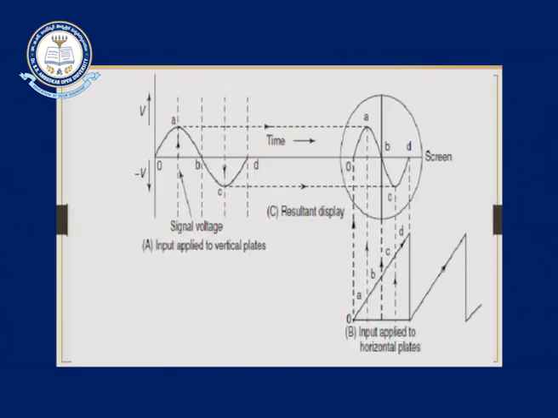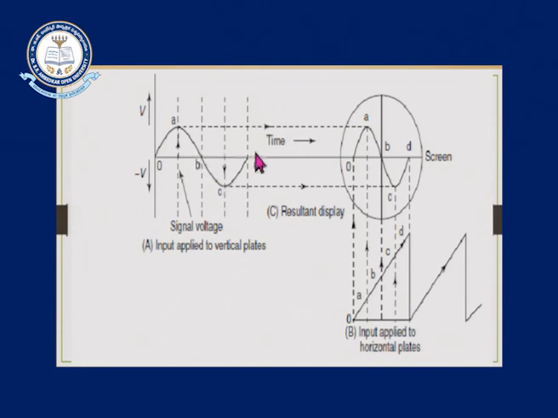Next, you see this is the waveform. This is the screen, and this is the vertical plates. The vertical plates receive the waveform. The positive cycle is 180 degrees: 0, A, B. Then B, C, D. This is one cycle, and one cycle is a total of 360 degrees.